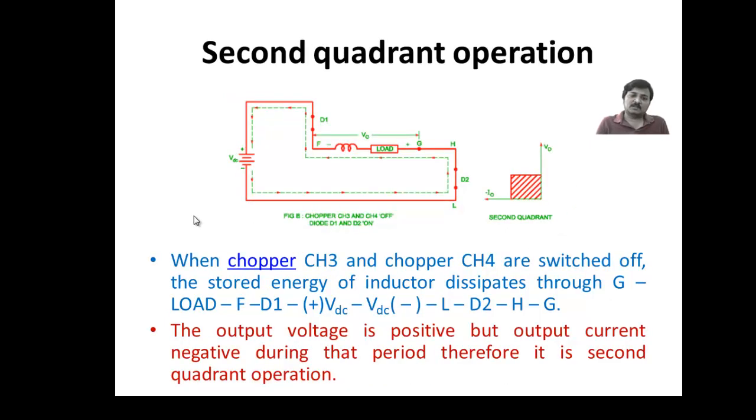Now the second quadrant operation. In the second quadrant operation, CH3 and CH4 are switched off and the stored energy of the inductor is dissipated through diodes. You can observe D1 and D2 are switched on, and the current direction is like this: from the minus of the source through D2, load, D1 and source. But the voltage polarity is positive here and negative here. So the voltage is positive but the current is in the reverse direction. So you can clearly observe the voltage is positive and the current is negative, which is the second quadrant operation.